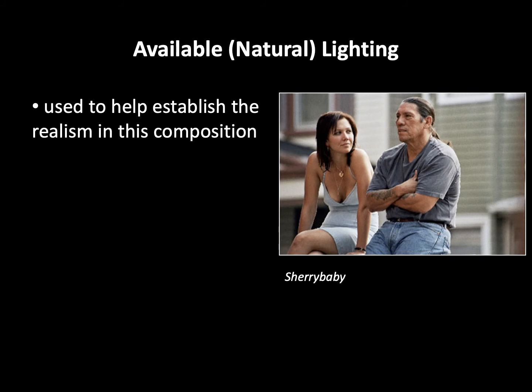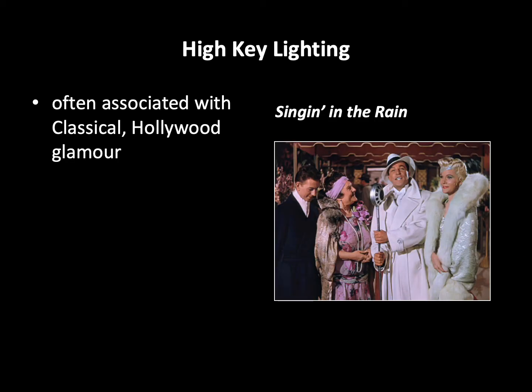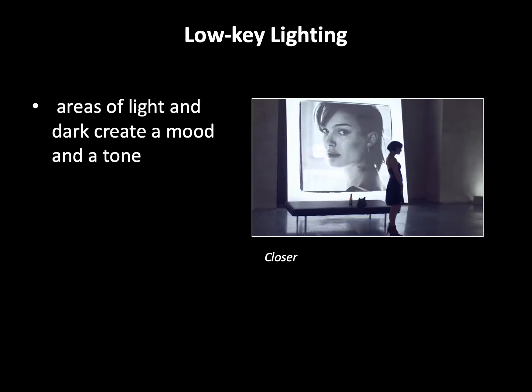Available lighting example. Used to establish the realism in this composition. High-key lighting example. Often associated with classical Hollywood glamour. Low-key lighting example. Areas of light and dark create a mood and a tone.